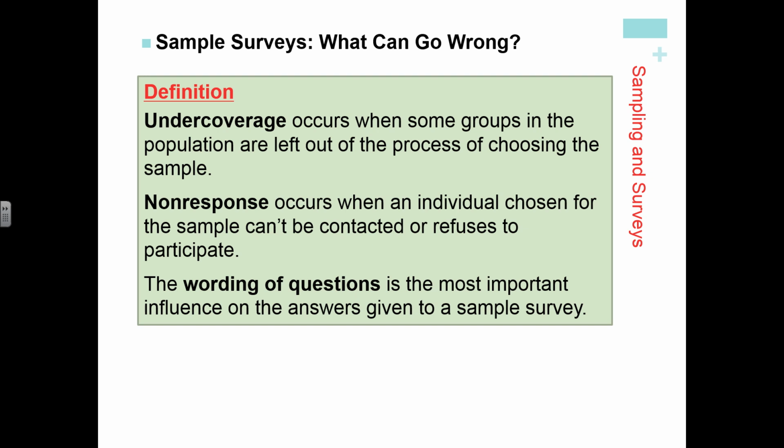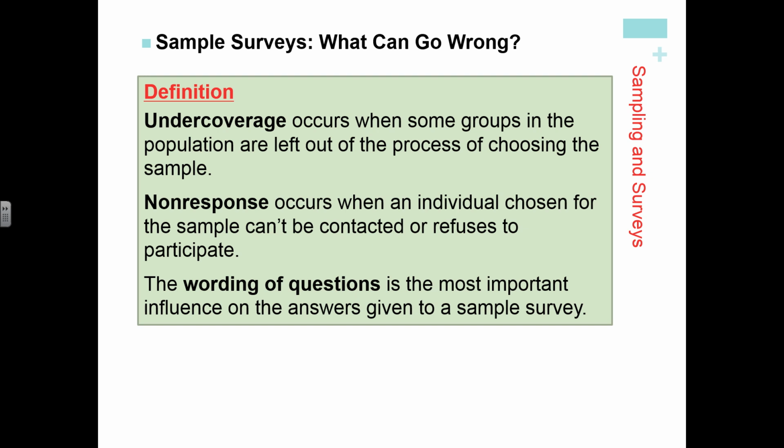So for instance, you might have done a simple random sample, which we know is a good way to sample. But maybe I did it during the day at 11 o'clock. Well, I'm leaving out all the working people, right? Because they're at work and I couldn't reach them to sample them. So that's undercoverage because I left out a certain population of people.